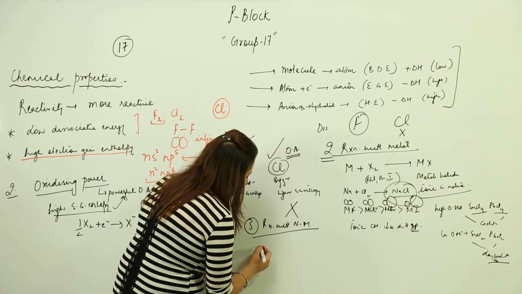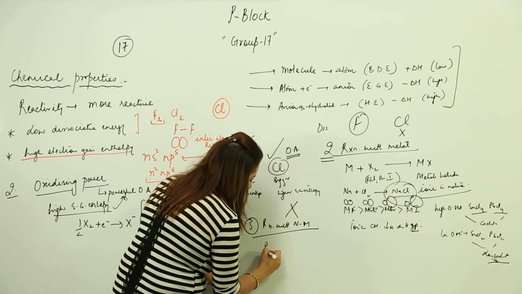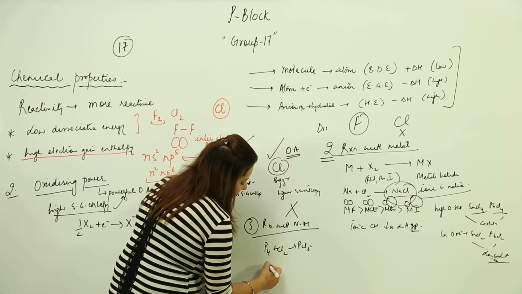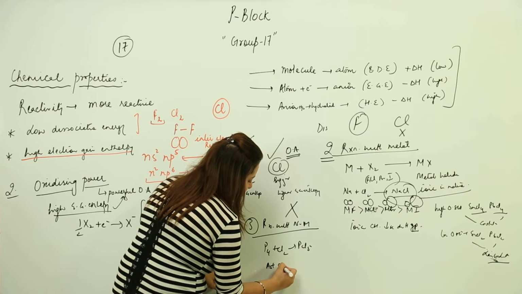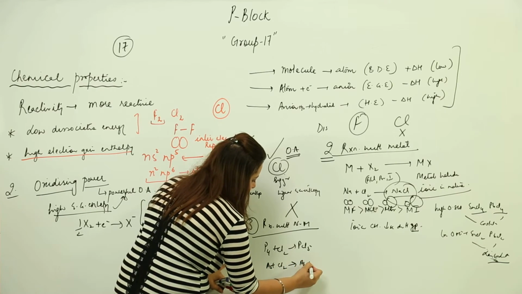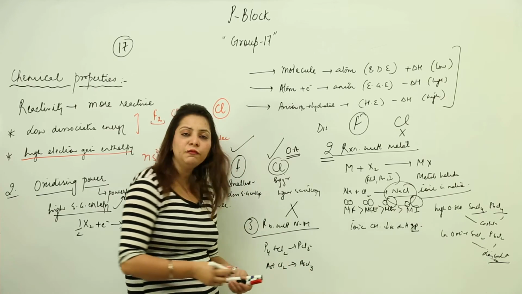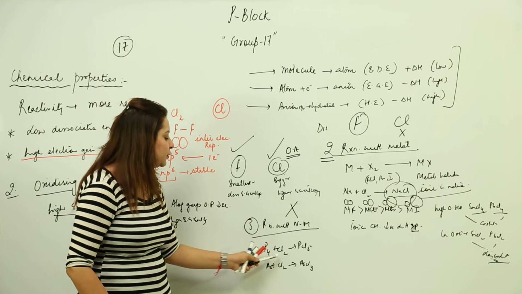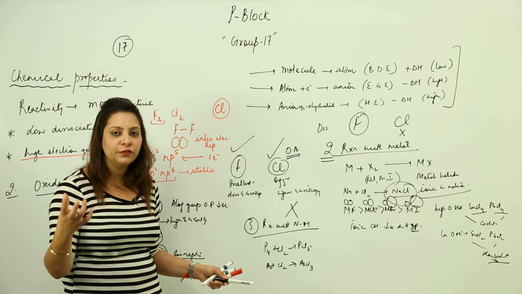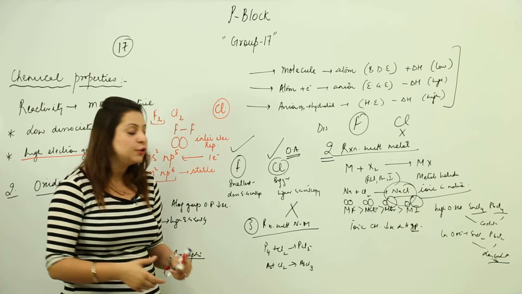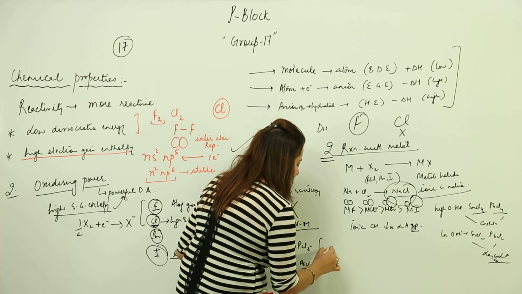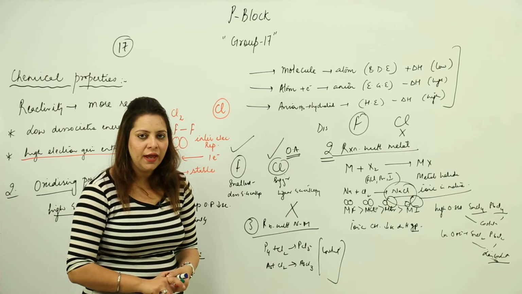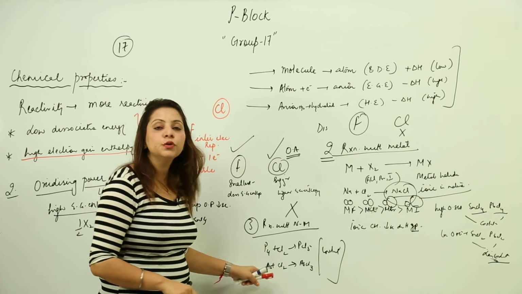They react with non-metals forming a covalent bond. For example, P4 plus Cl2 forms PCl5, and likewise we have arsenic plus chlorine forming AsCl3. So we have many reactions in which the halogens combine with non-metals forming their respective halides, and those halides are purely covalent in nature. Because we know that a non-metal and a non-metal always form a covalent bond, there is mutual sharing, right. So this is the reaction with non-metals.